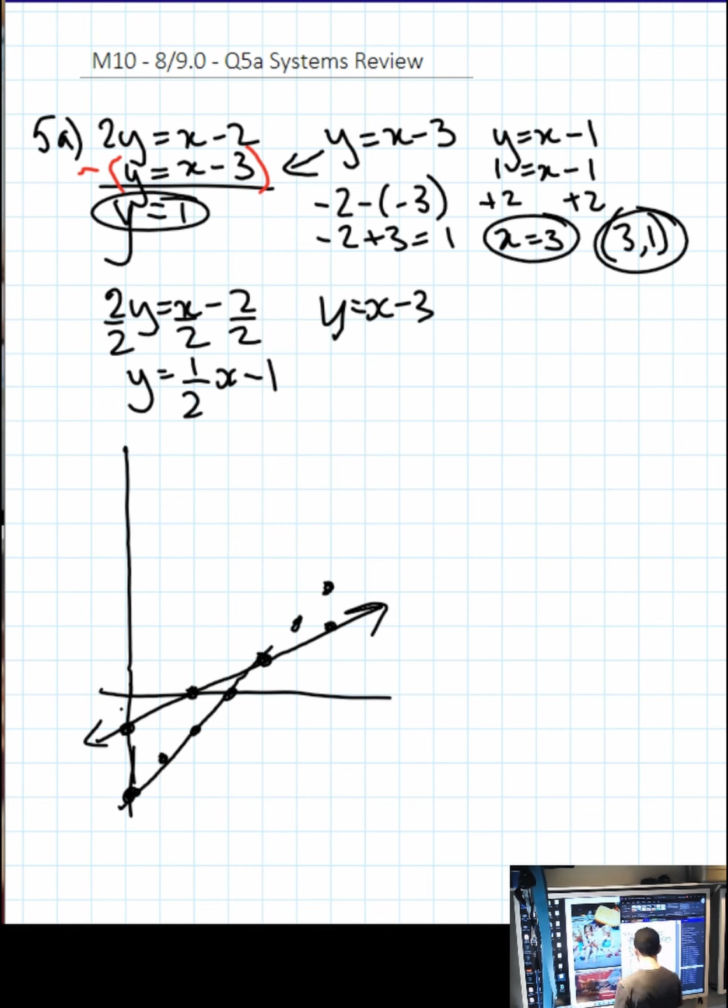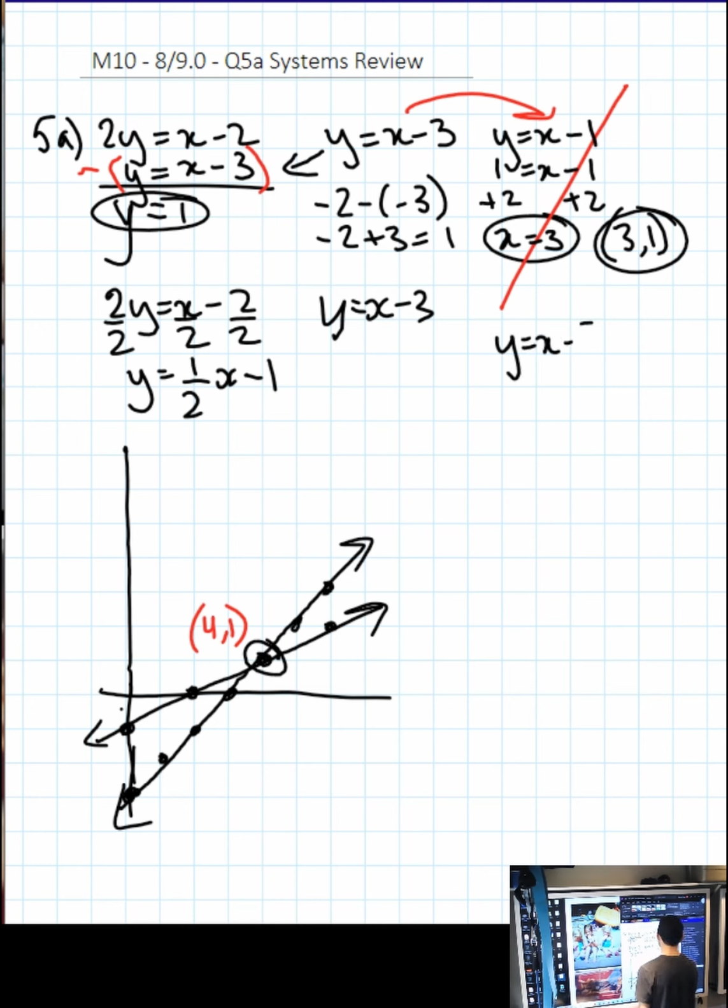Now, what have I just realized? Well, look at my intersection. What is that intersection value? 1, 2, 3, 4, 1. What did I do wrong here? Oh, I incorrectly copied the question down. Let's try that again. y equals x minus 3. Look how easy it is just to make a simple mistake, incorrectly copying the question down and substituting.